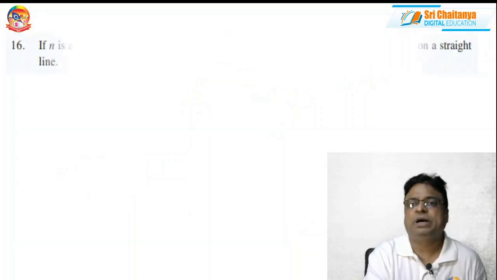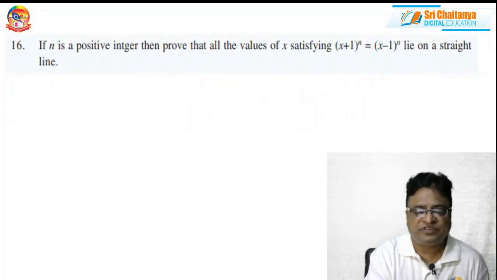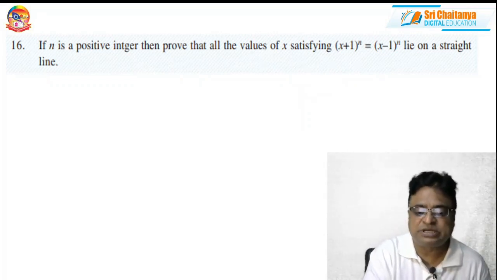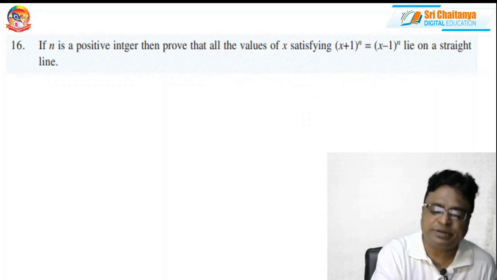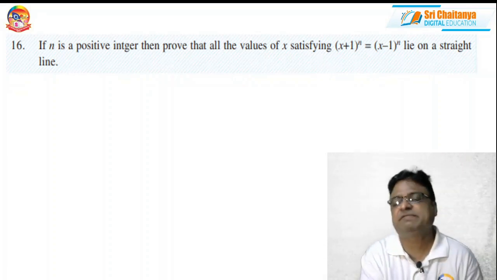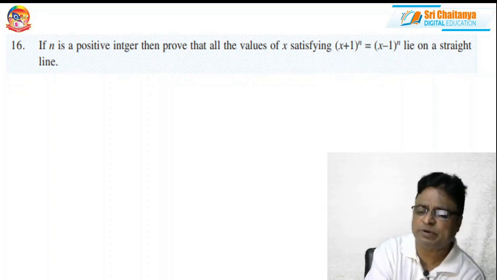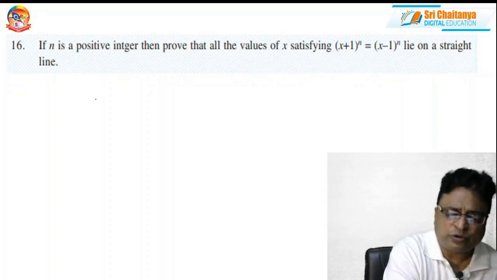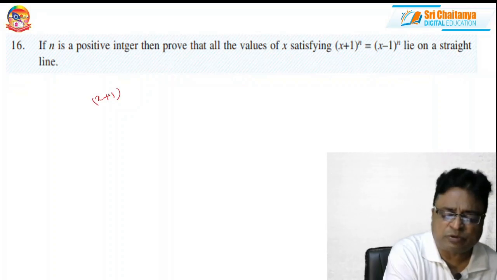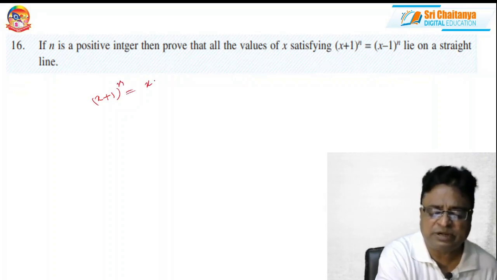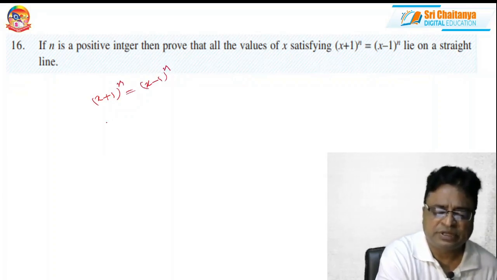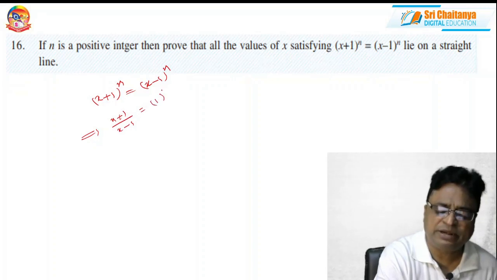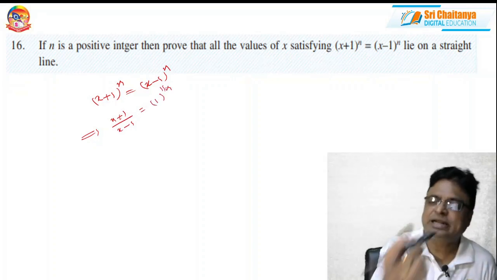Okay, next, the 16th problem. See the question. What is given? n is a positive integer. Prove that all the values of x satisfying (x plus 1) whole power n equal to (x minus 1) whole power n lie on a straight line. So this is given for me: (x plus 1) power n equal to (x minus 1) power n. Nothing but what? (x plus 1) by (x minus 1) equal to 1 power 1 by n. Can I write like this?